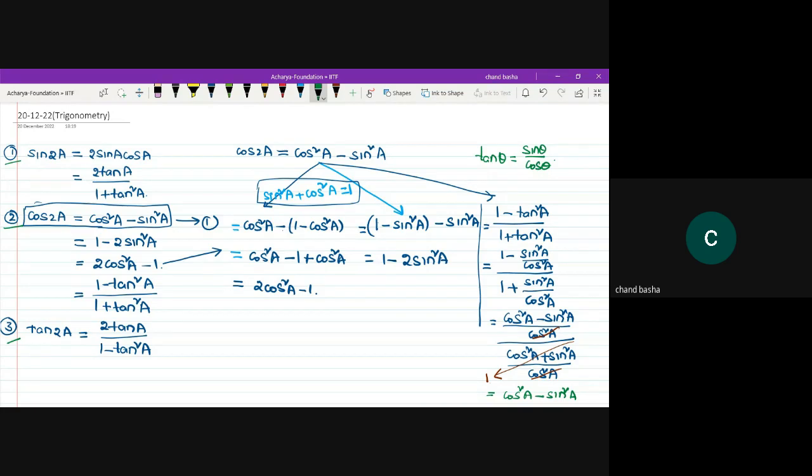Number system concept we have completed. We are taking an LCM. So cos square minus sine square by cos square. Similarly, for the denominator LCM, cos square plus sine square by cos square. So the denominator cos squares will get cancelled. And I know that cos square theta plus sine square theta is equal to 1. I can replace cos square plus sine square with 1, and this cos square A will get cancelled. I'll get only the numerator part.